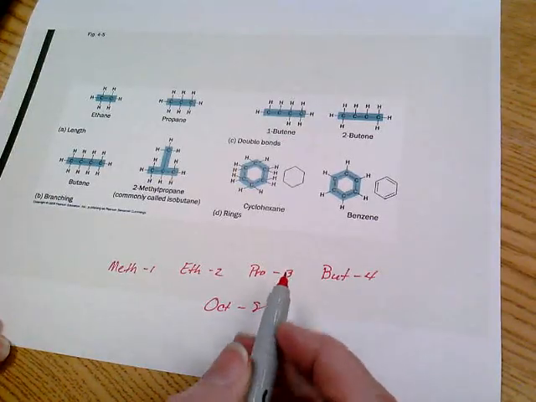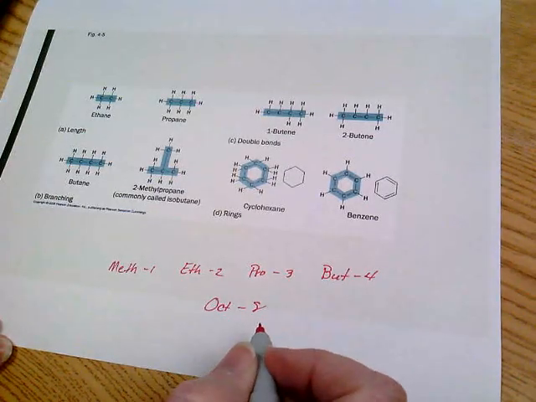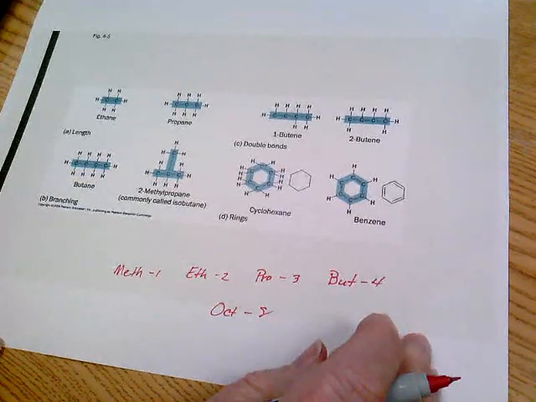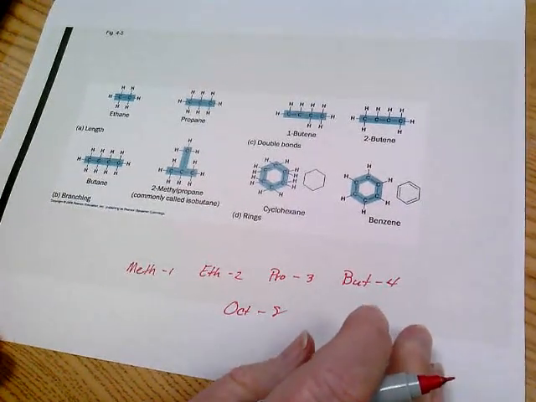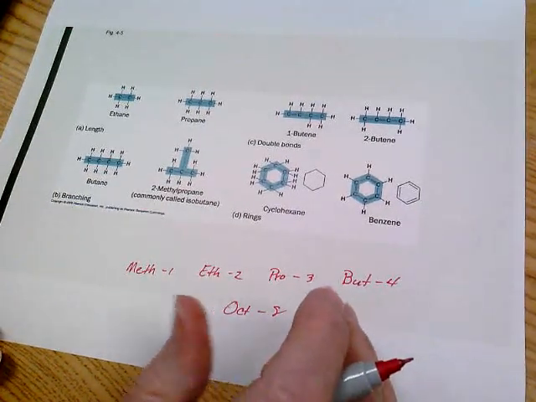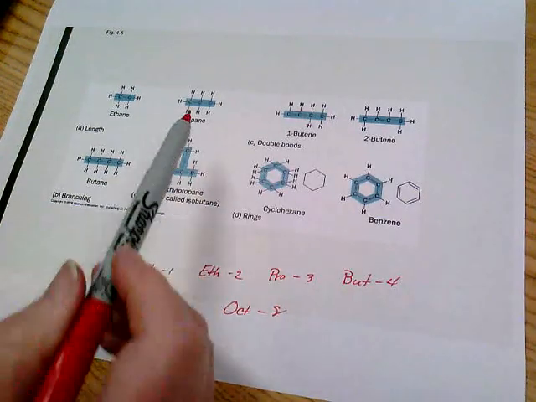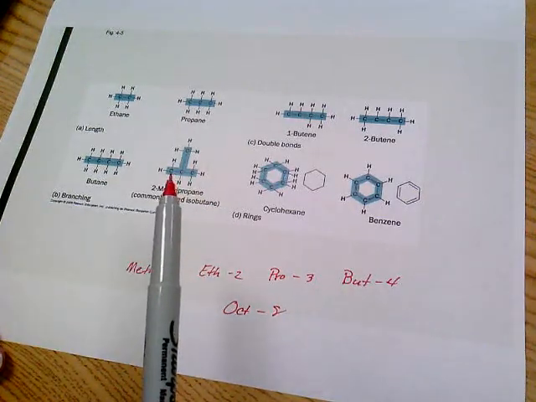Didn't she have 8 kids or something like that? Octane. Maybe you've heard of that. You go to the gas station and you actually fill up with some octane. You've heard of propane being used, propane tanks for fuel.